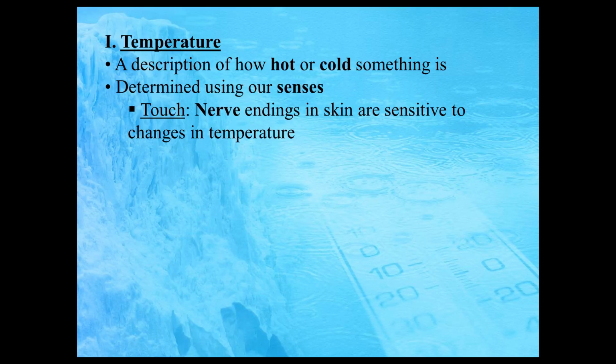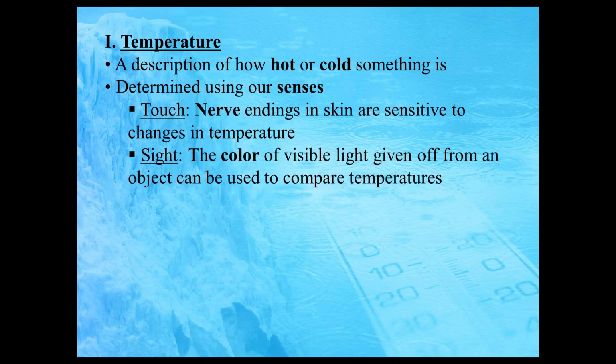In our skin, we have some nerve endings that are sensitive to temperature changes. So, if we touch an object that's really cold or really hot, these nerve endings tell our brain that we need to remove our hand away just because of the extreme temperature. We can also use our sense of sight to identify how hot an object is. When objects reach a certain temperature, they start to glow and emit visible light in a bunch of different colors.